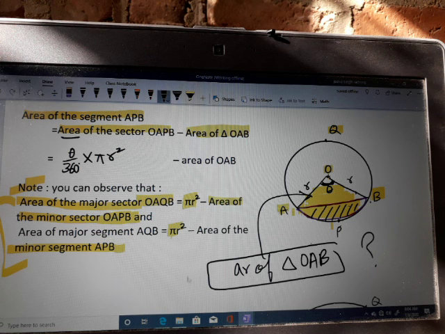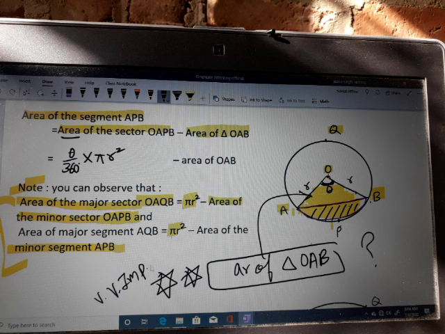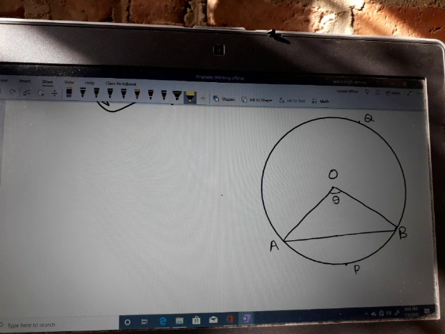OAB. This concept is very important for this topic. Very important. Please watch this video till the end, as I will explain in detail here. Next, I am going to find out the area of this triangle AOB.